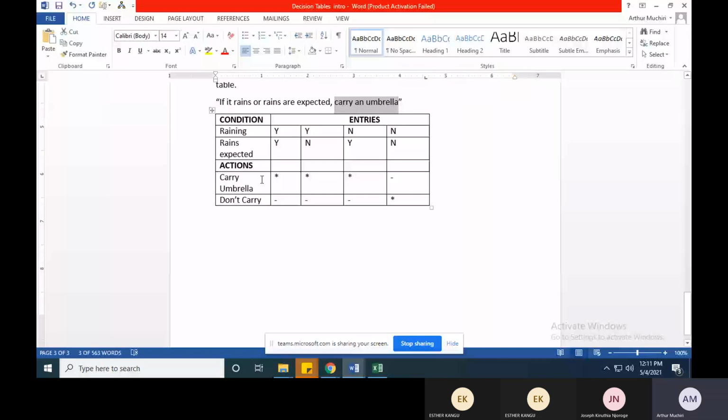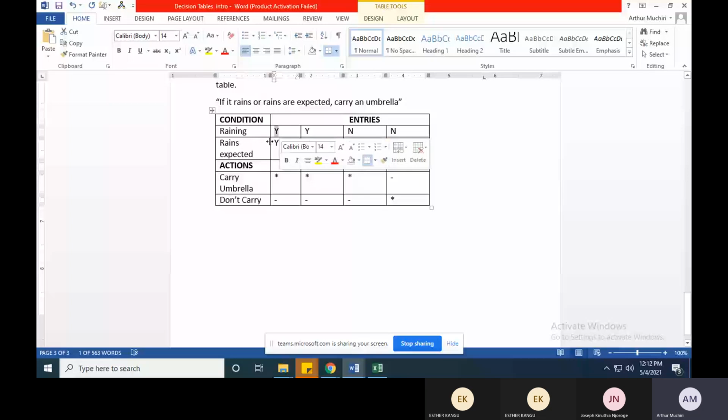And of course, there is another action that can be there. When is it suitable for you to carry an umbrella, and when is it not suitable? For example, this day, it's raining and rains are also expected. So let's say, for example, it's raining.